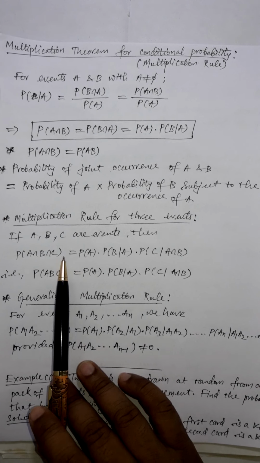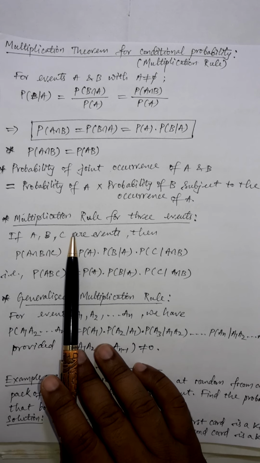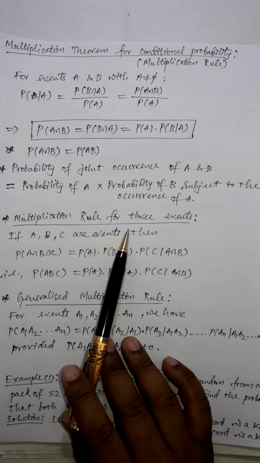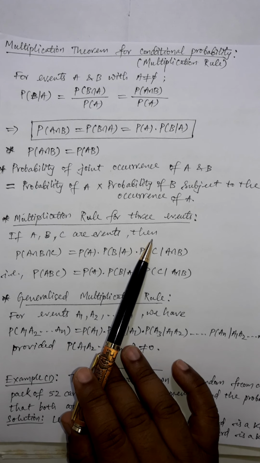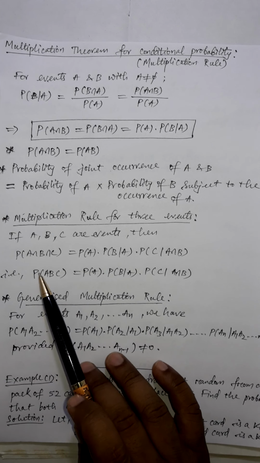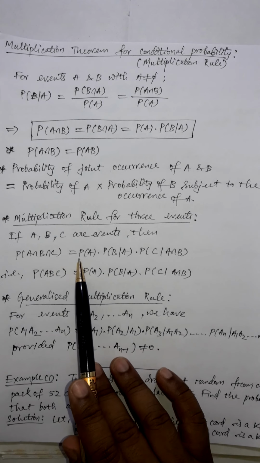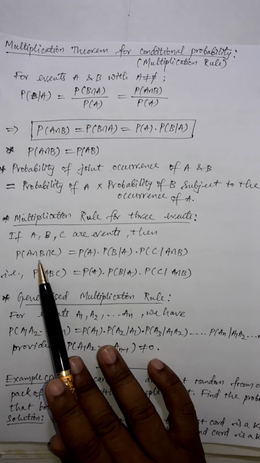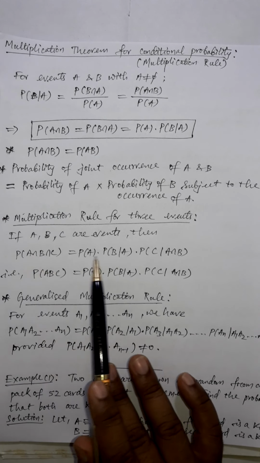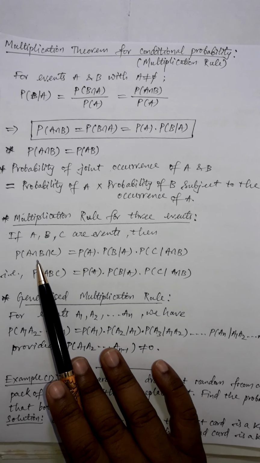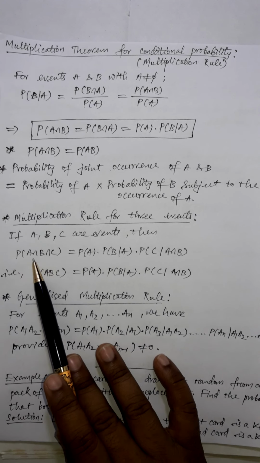Now if we take three events of the same sample space, then what will be the multiplication rule for three events? Let us discuss the multiplication rule for three events. For that, let A, B, C be three events of the same sample space. Then probability of A intersection B intersection C will be equal to probability of A multiplied with conditional probability of B subject to the event A, then multiplied with conditional probability of C subject to A intersection B.